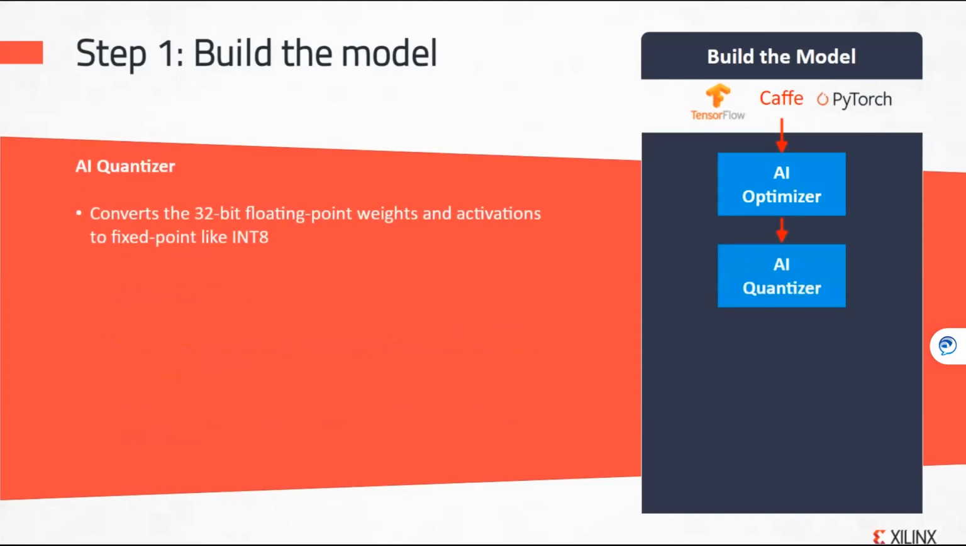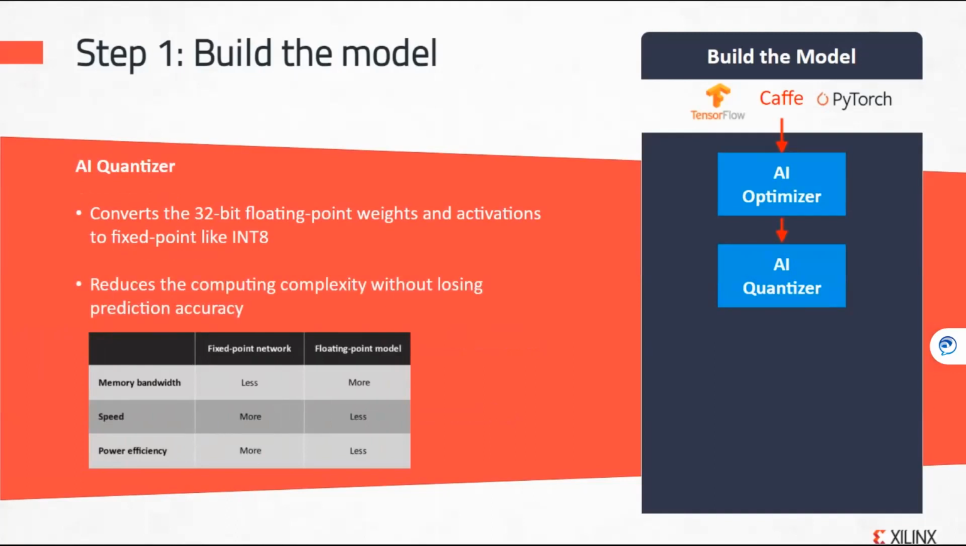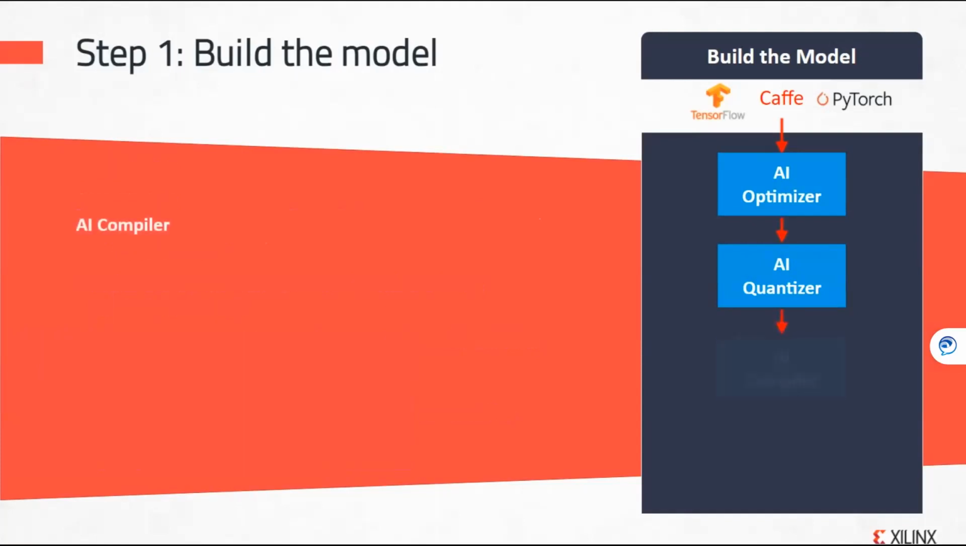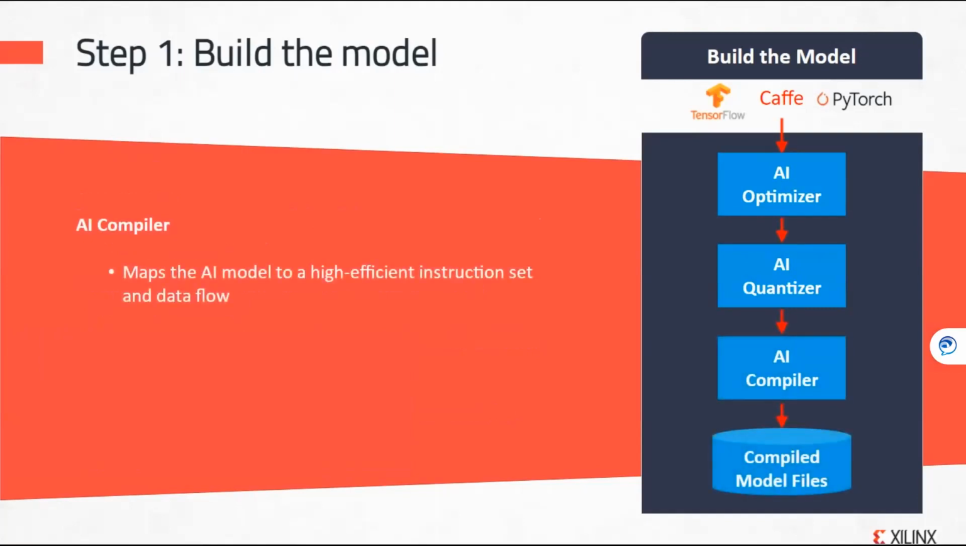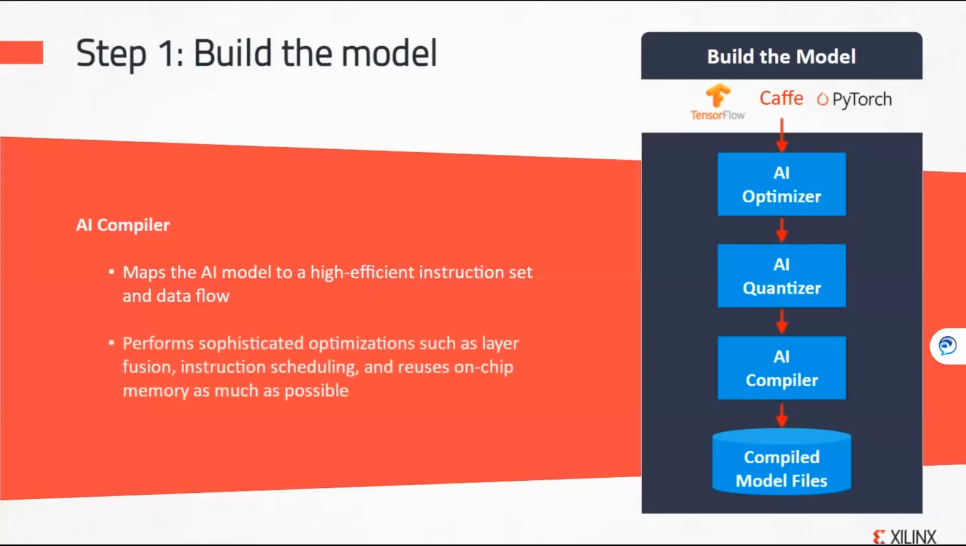Secondly, by converting the 32-bit floating point weights and activations to fixed point like int8, the AI quantizer can reduce the computing complexity without losing prediction accuracy. The fixed point network model requires less memory bandwidth, thus providing faster speeds and higher power efficiency than the floating point model. Lastly, the AI compiler maps the AI model to a high-efficiency instruction set and data flow. It also performs sophisticated optimizations such as layer fusion, instruction scheduling, and reuses on-chip memory as much as possible.